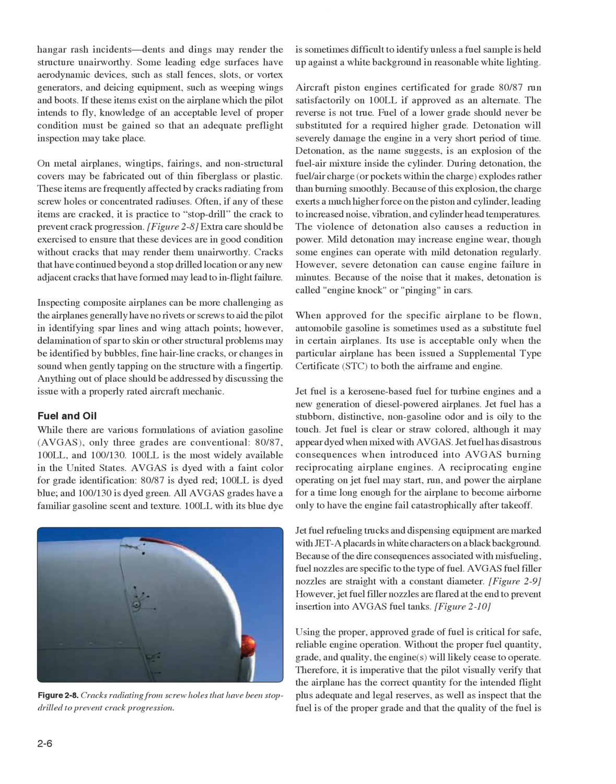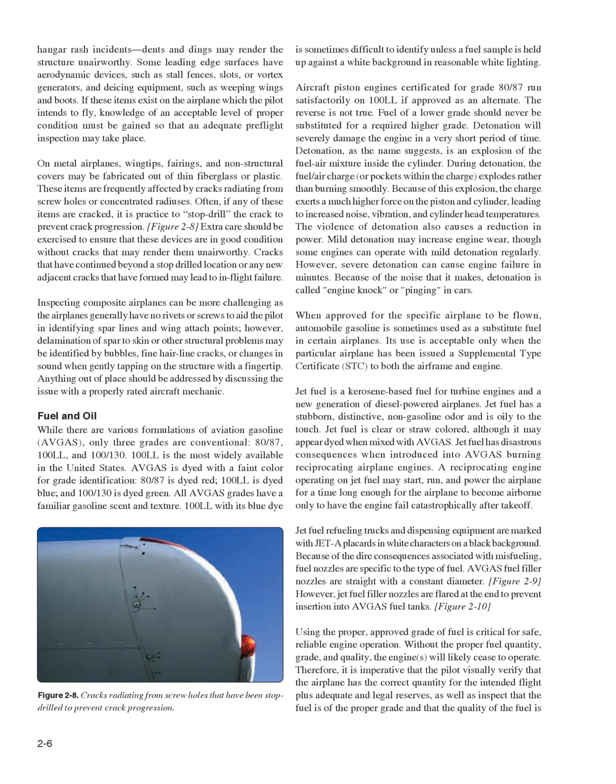On metal airplanes, wingtips, fairings, and non-structural covers may be fabricated out of thin fiberglass or plastic. These items are frequently affected by cracks radiating from screw holes or concentrated radiuses. Often, if any of these items are cracked, it is practice to stop drill the crack to prevent crack progression. Figure 2.8. Extra care should be exercised to ensure that these devices are in good condition without cracks that may render them unairworthy. Cracks that have continued beyond a stop drilled location or any new adjacent cracks that have formed may lead to in-flight failure.